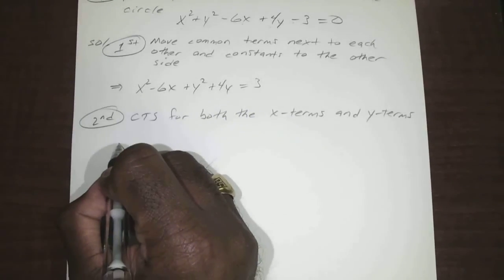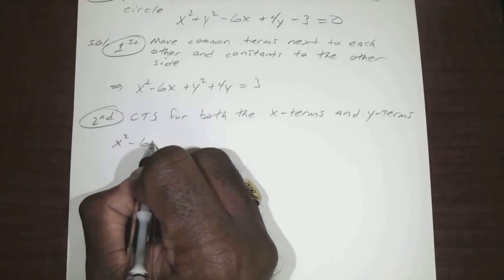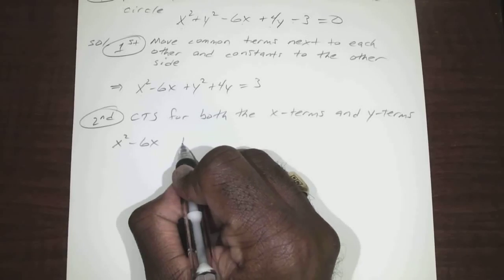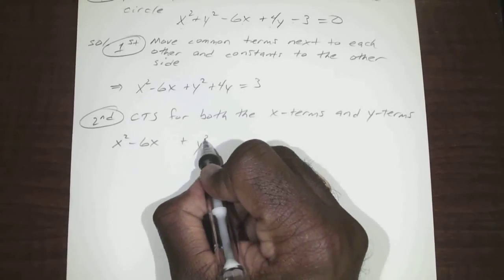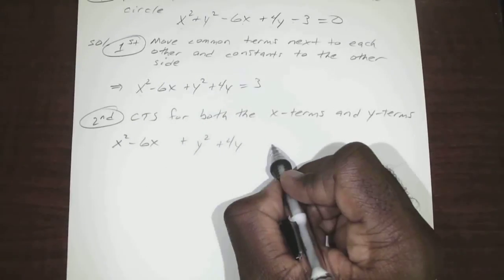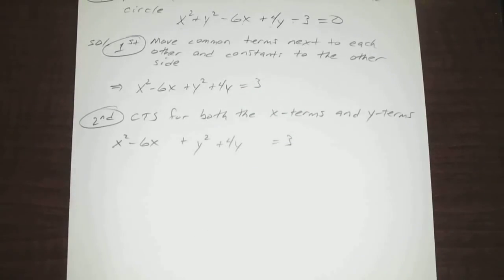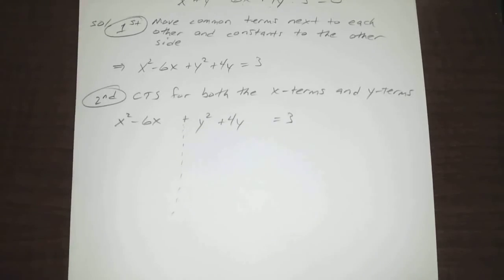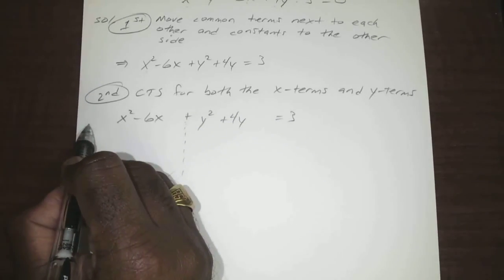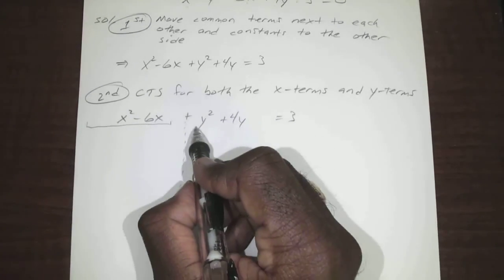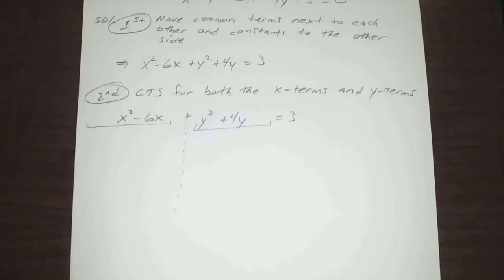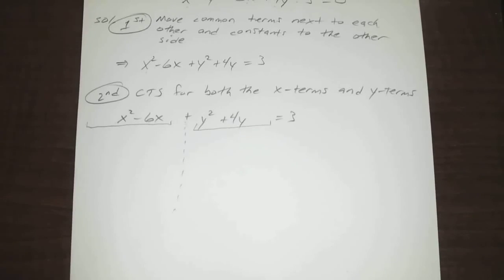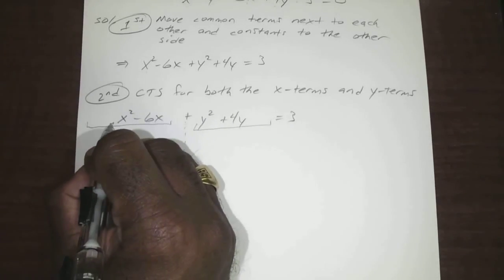Okay, so if we have x squared minus 6x, I'll give it a little bit of space, plus y squared plus 4y equals 3. Draw a little divider there. Okay, so we're going to complete the square for these and complete the square for that one. Okay, so we know here our a is equal to 1 and our b is equal to negative 6.